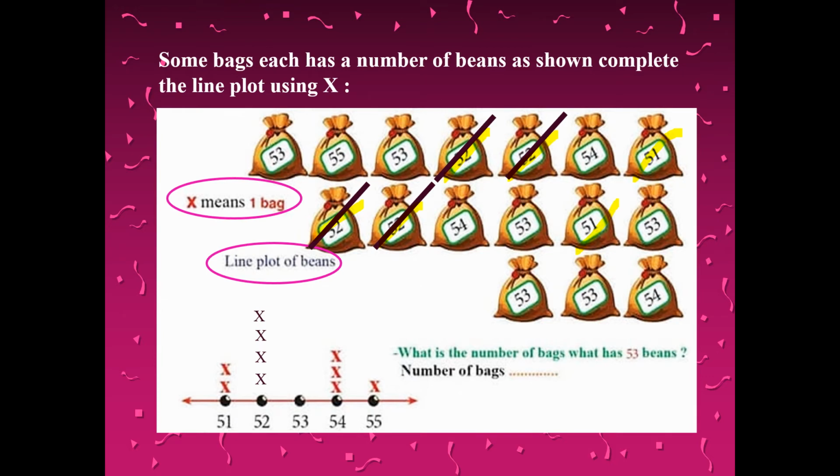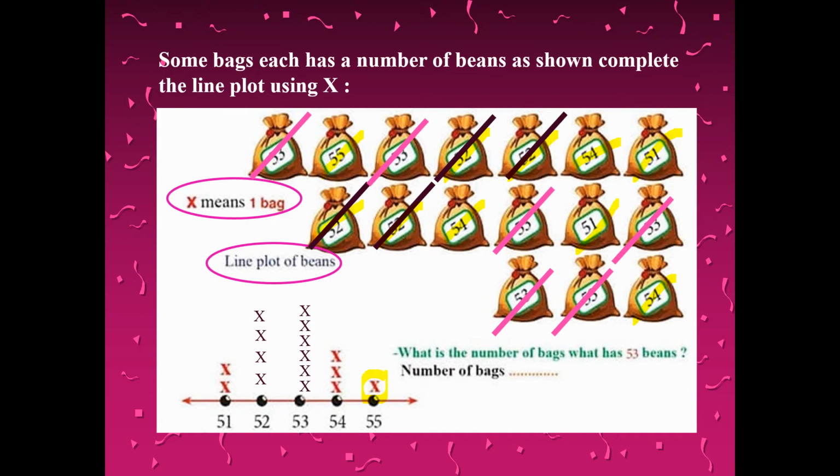Okay, and how many contain 53? Let's see. 1, 2, 3, 4, and 5, 6. So we're going to represent it by 6 x's. 1, 2, 3, 4, 5, 6. Okay, so how many contain 54? Let's see. 54. 1, 2, 3. So we're going to represent it by 3 x's. And 55, how many? Here only 1. So we put here only 1 x.